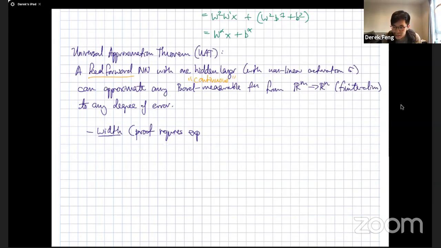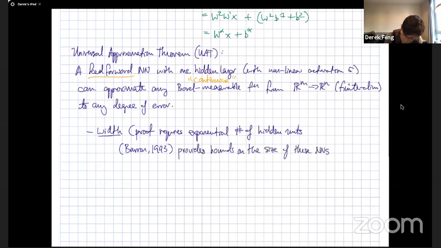And actually, there is a paper by Barron, 1993, where he provides bounds on the size of these neural networks to approximate classes of functions. Okay, so if you're interested, you can read the paper by Barron, 1993, that goes into the proof of this. Okay, so that's one thing, right? You actually need a lot of hidden units.